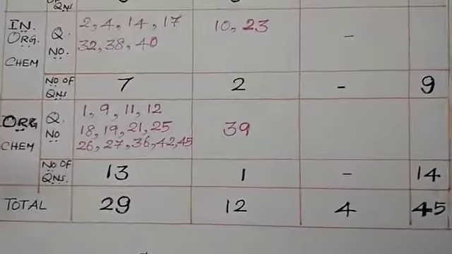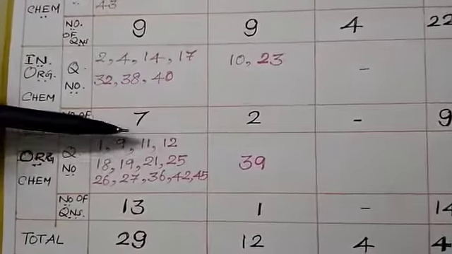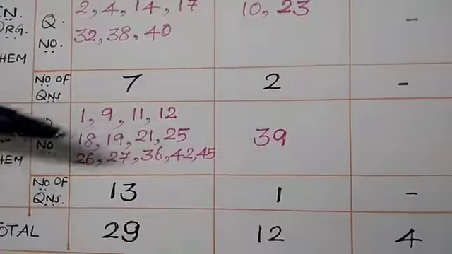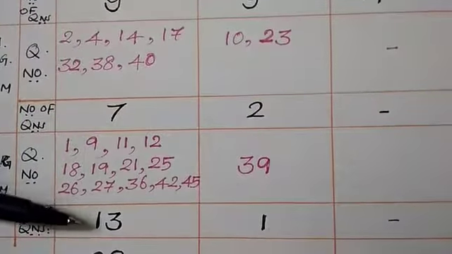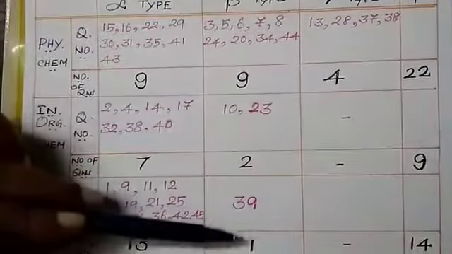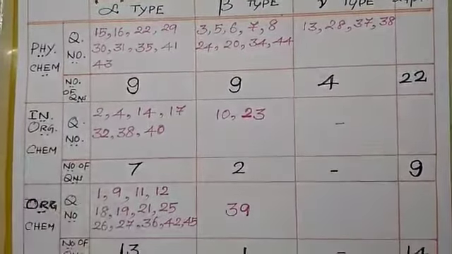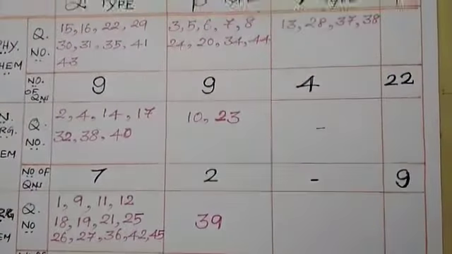Next, we are coming to the organic chemistry, with the question numbers 1, 9, 11, 12, 18, 19, 21, 25, 26, 27, 36, 42, 45 in the category of alpha type. There are 13 questions in the alpha type in the organic questions, and then beta type is only 1 question. So totally in organic chemistry we are having 14 questions, on the second priority.